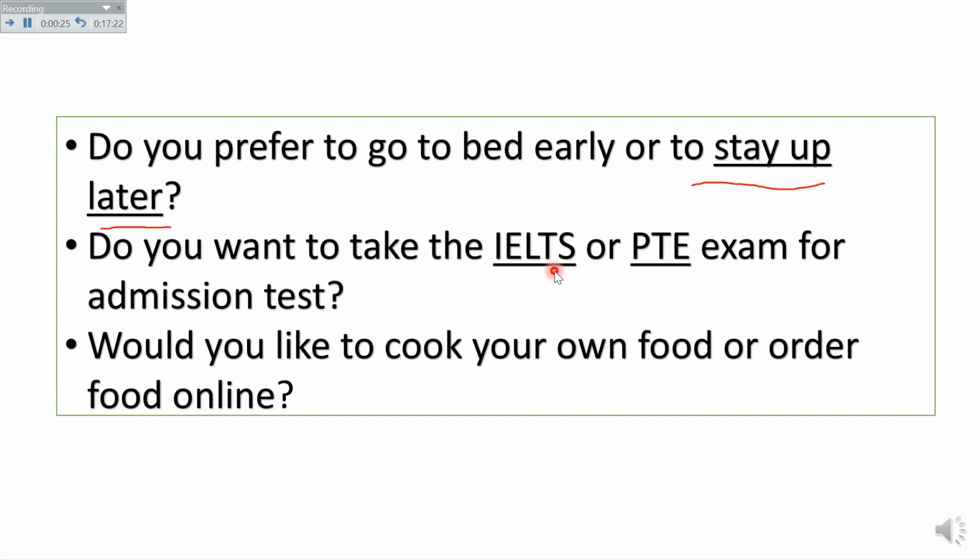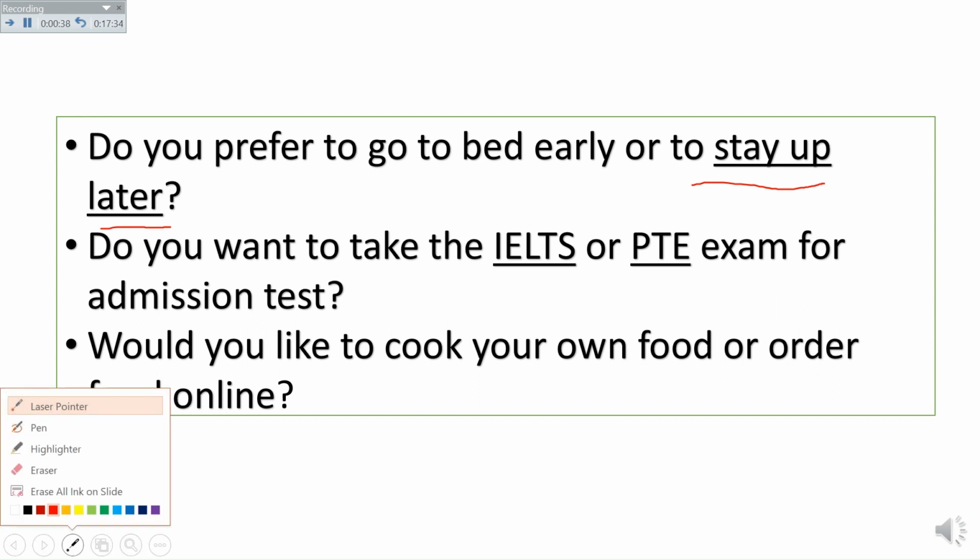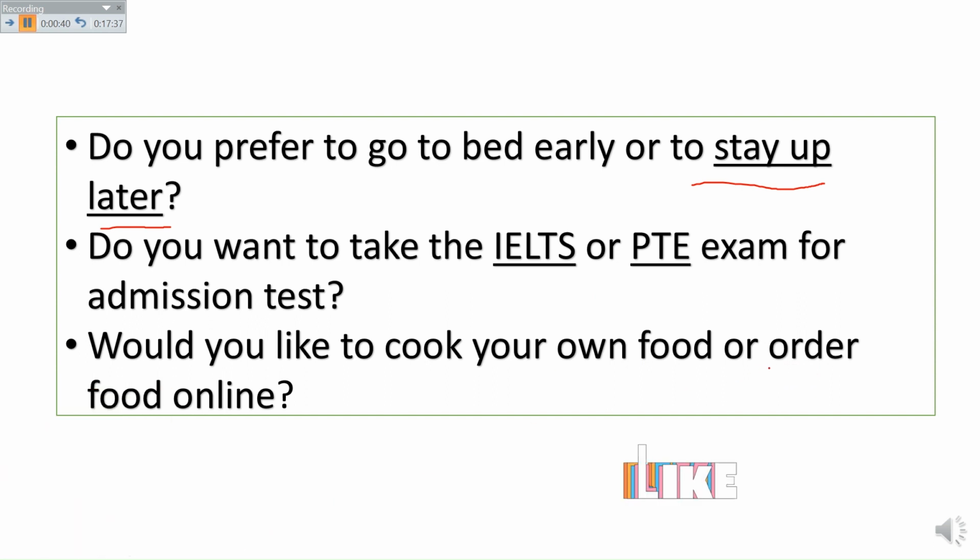Do you want to take the IELTS or PTE exam for your admission test? IELTS and PTE are two words. Would you like to cook your own food or order food online? So "order food online" is a phrase. So we will not use a comma here. There should be no comma here.